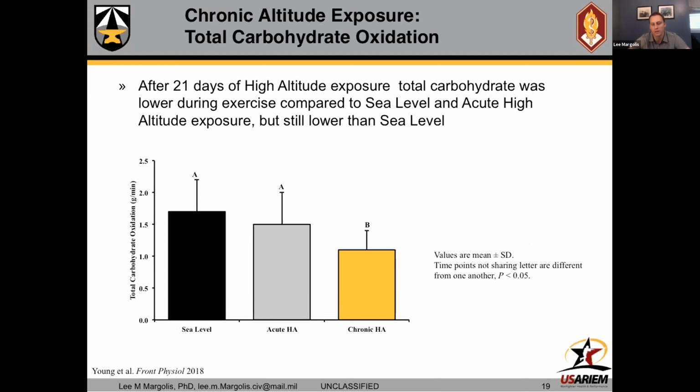we saw a significant reduction in total carbohydrate oxidation during the exercise bout. So the amount of carbohydrate needed to fuel performance was lower during chronic high altitude. With this, we saw an increase in fat oxidation at chronic high altitude as well. So it seems that under our experimental conditions, the participants were able to have some adaptations where they're more readily able to use fat during exercise, which resulted in a reduction in total carbohydrate oxidation.